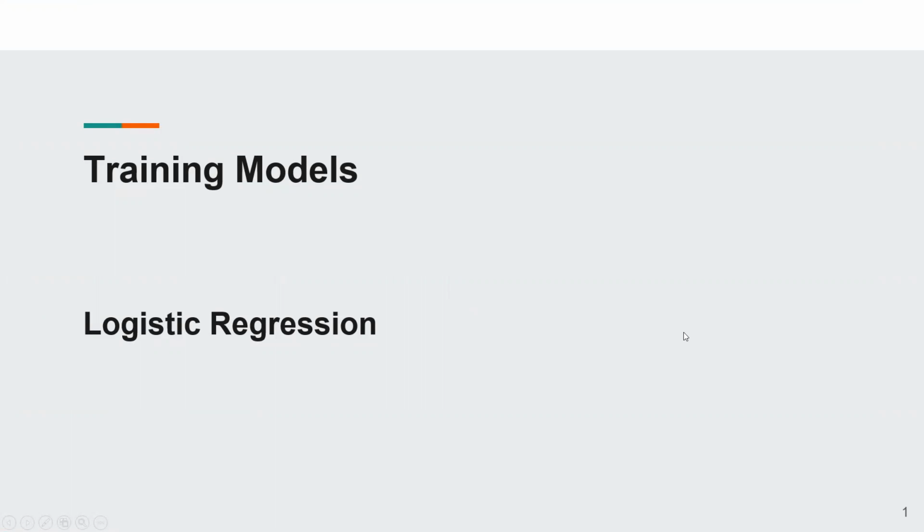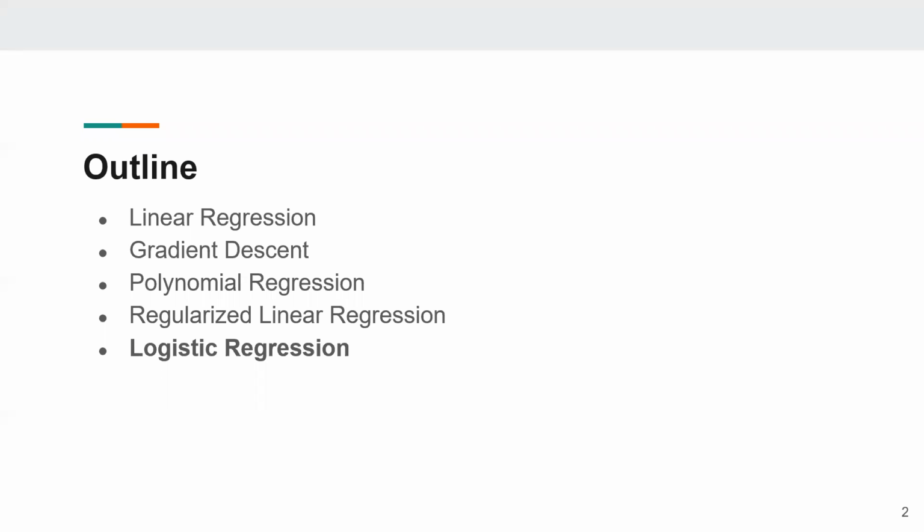Hello, everyone. This is the last topic that we want to discuss in training models. It is logistic regression. So far, we studied linear regression, gradient descent perspective linear regression, polynomial regression, and regularized linear regression that try to reduce the overfitting problem with potential overfitting problems with linear regression. And now we are moving to a different category of linear regression, called logistic regression.